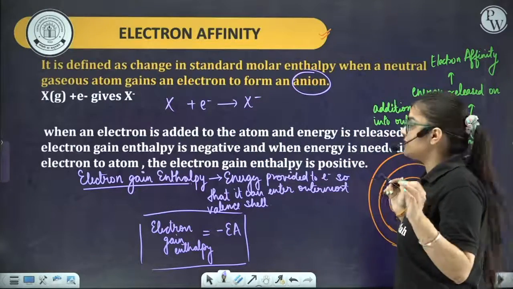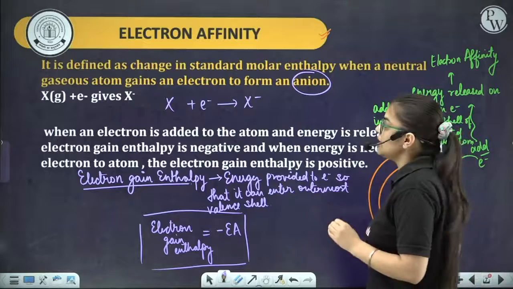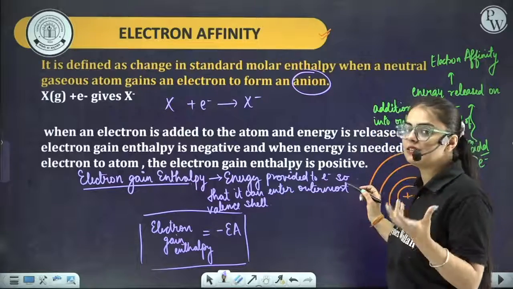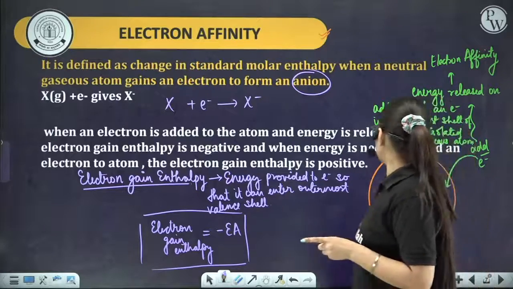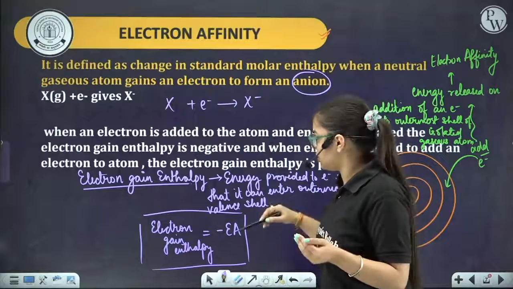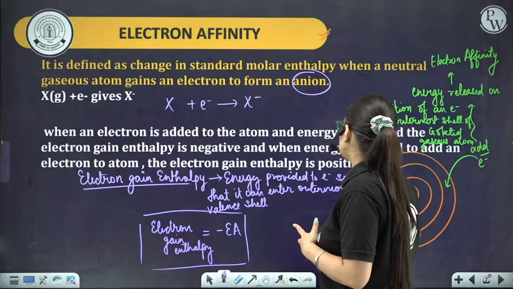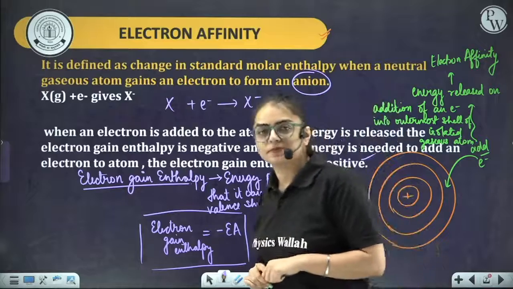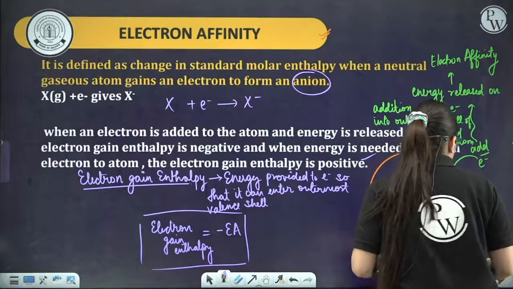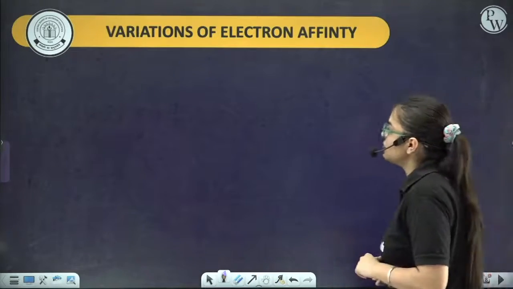When an electron is added to the atom and energy is released, the electron gain enthalpy is negative. And when energy is needed to add an electron, the electron gain enthalpy is positive. Clear? Clear, everybody? Now students, coming to the variations.